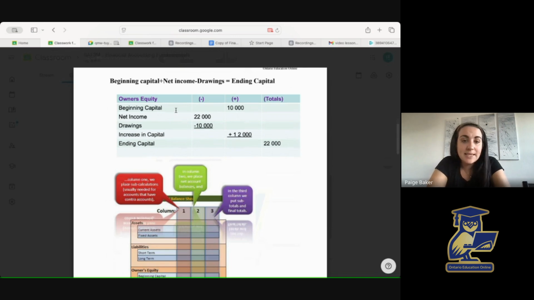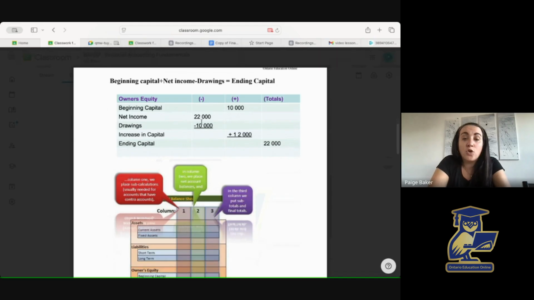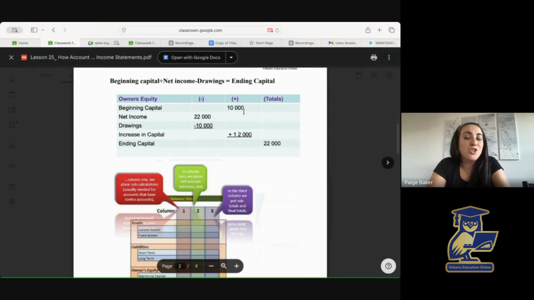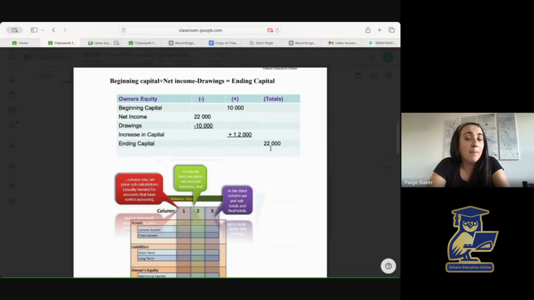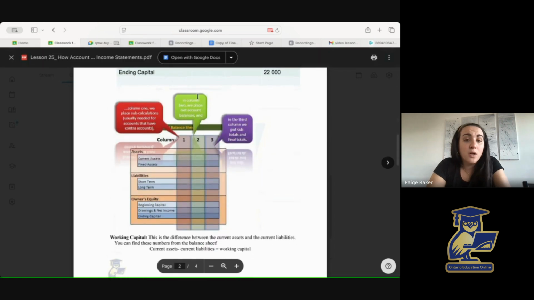Here is another visual to show the owner's equity and what happens. So in this case, the beginning capital is $10,000. We have a net income of $22,000. Our drawings, we have to subtract that because that's a decrease in our capital. So because net income is still greater than drawings, we have an increase of capital of $12,000. And when we add that to our beginning capital, we can see that we have a total or ending balance, ending capital of $22,000.